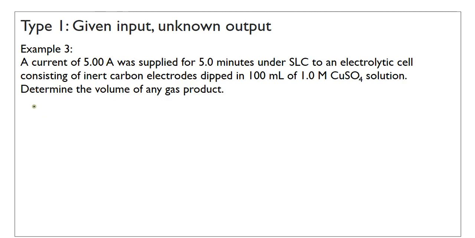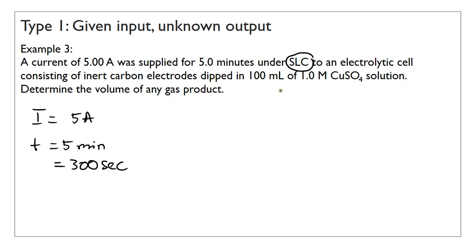A current of 5 amps, so I'm still given the current, was applied for 5 minutes, which is 300 seconds. I have woken up a little bit, so I can now do this in my head. Under SLC, standard lab condition, so one extra piece of information here. I wonder why. To an electrolytic cell, interesting, so this is not electroplating, it's just an electrolytic cell consisting of inert carbon electrodes, dipped in 100 ml of 1.0 molar copper sulfate solution. So this is definitely not electroplating.